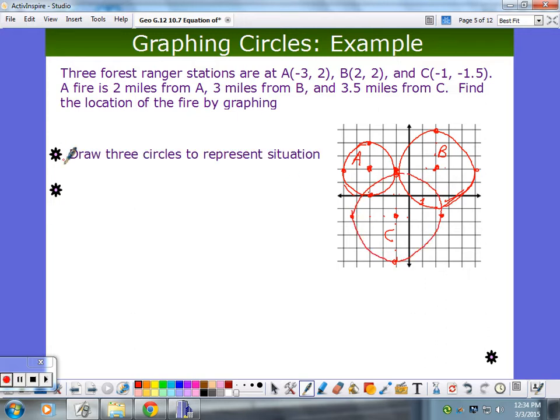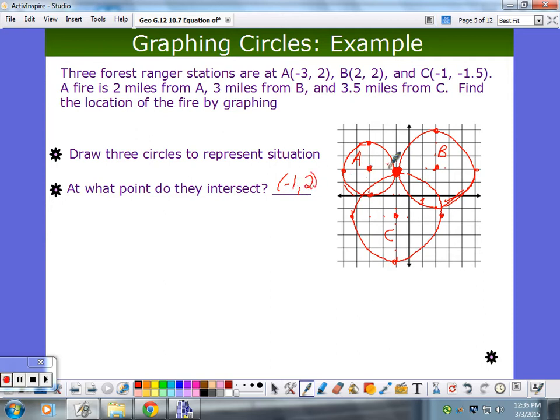So I've drawn the situation and I'm now representing the fire. It's 2 miles from A, 3 miles from B, 3.5 miles from C. Where is this fire? It has to be where all those circles intersect. This is the only point that is 2 miles from A, 3 miles from B, and 3.5 miles from C. So where do they intersect? Over here at (-1, 2)?